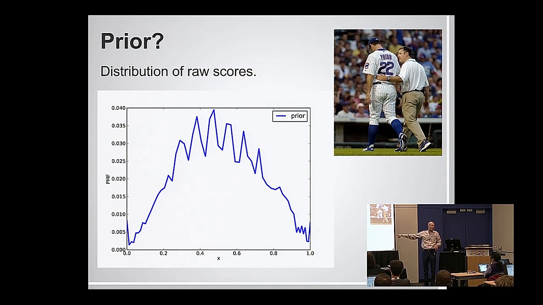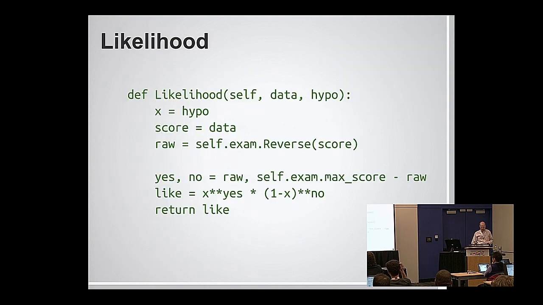This is an example where I know the prior distribution because I went to the ETS webpage and they report it. So this is the distribution of raw scores across the entire population of test takers. So if I know that you took the test, but I don't know your score yet, this is what I should believe about you prior to the report. So this is a nice example where the prior is objective. I don't have to worry about that part.